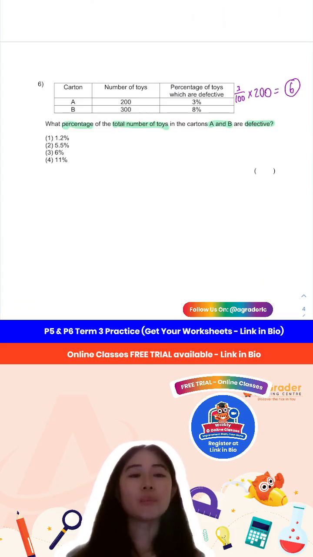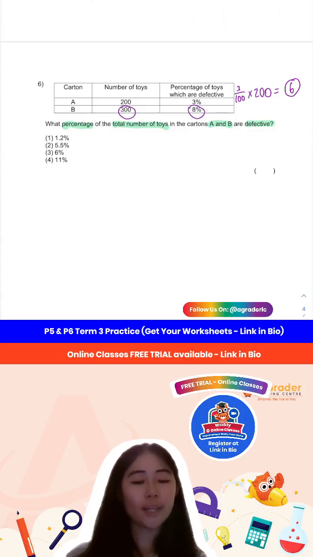Then you do the same thing for B. For B, it has 300 toys and then 8% are defective. 8%, you write it as a fraction and then you times the number of toys. And then that gives you 24.